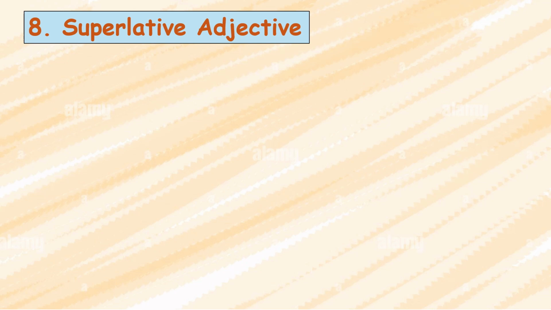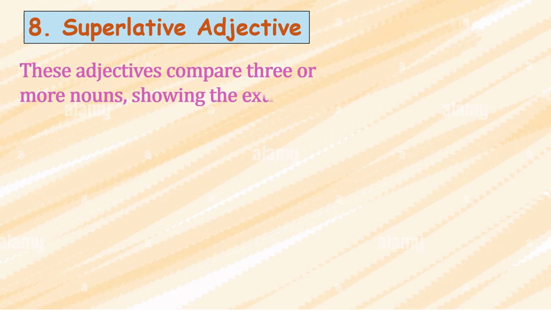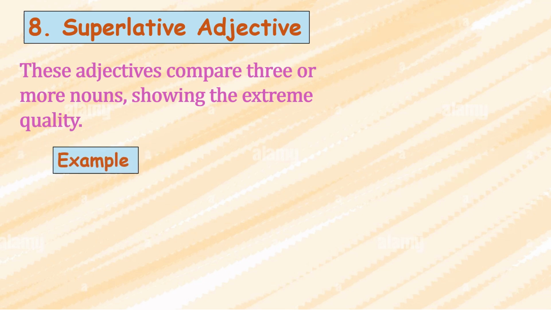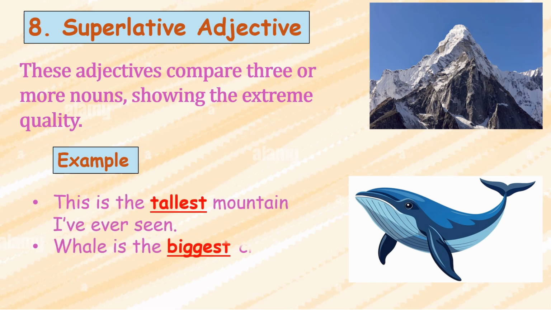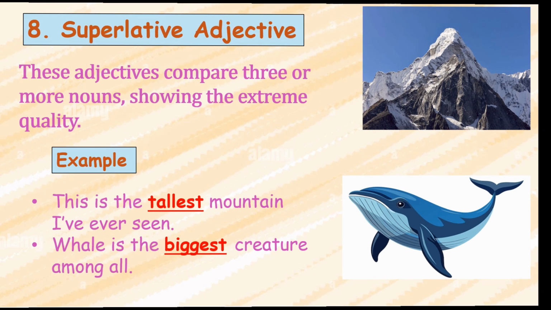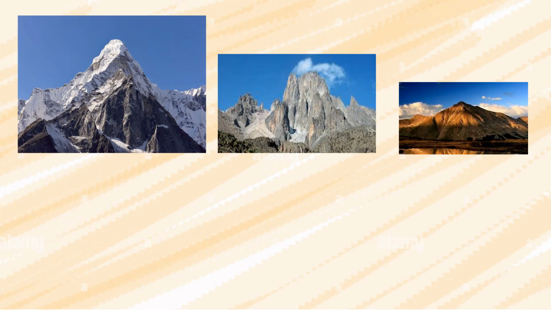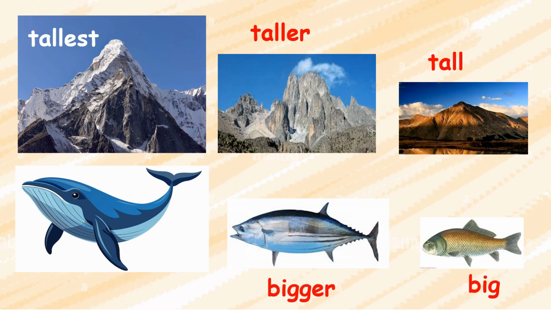Number 8, superlative adjectives. These adjectives compare three or more nouns, showing the extreme quality. For example, this is the tallest mountain I have ever seen. Whale is the biggest creature among all. You can see we are comparing three things. You can also compare more than three: tall, taller, tallest, big, bigger, biggest.